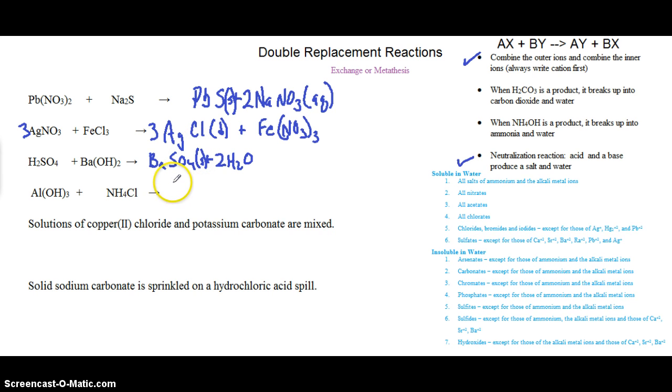Okay, let's go through this next reaction. This next reaction is aluminum hydroxide and ammonium chloride. So my first product, of course, would be aluminum chloride. Aluminums are +3. Chlorides are -1, so it would be AlCl3, plus ammonium hydroxide.